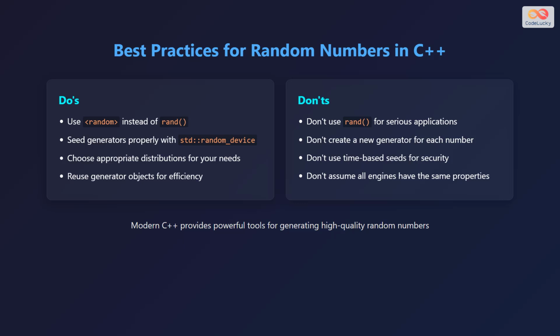Avoid creating a new generator for each random number, as this can be inefficient. Don't use time-based seeds for security purposes, as they can be predictable. Also, remember that not all engines have the same properties, so choose one that suits your requirements. Modern C++ provides powerful tools for generating high-quality random numbers, so take advantage of them.